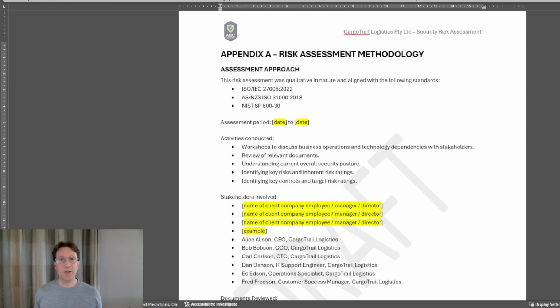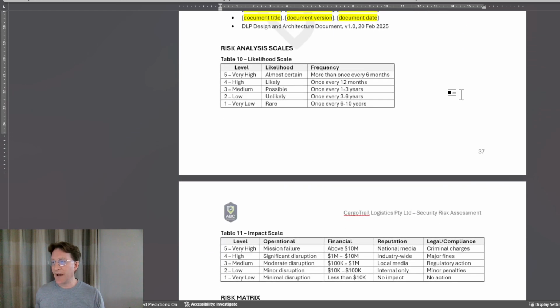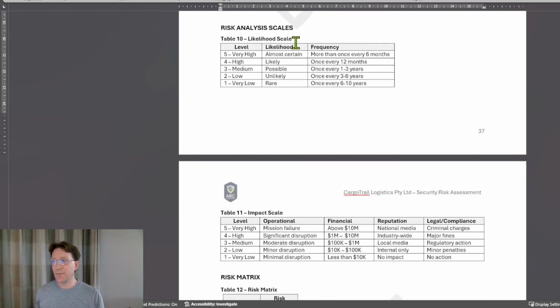To understand how to actually use the risk matrix to come up with the risk ratings, we need to look at Appendix A in the risk assessment document. If we scroll down, we can see that we have these risk analysis scales. We have a likelihood scale and we have an impact scale. The idea here is you consider how frequently you think a risk would occur, or maybe you have hard information, hard facts on how often things occur. This can allow you to have a more educated determination of what the likelihood is.